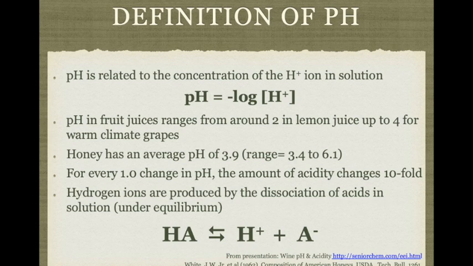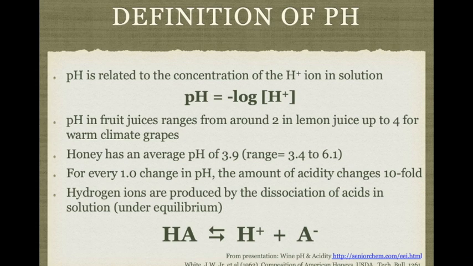pH basically is a measurement that's related to the concentration of the free hydrogen ions in the solution. By definition, it's the negative log of the free hydrogen ions. The pH in fruit juice can range from being as low as a pH of 2 in lemon juice up to 4 for warm climate grapes that tend to have lower acidity. Honey has an average pH of around 3.9, but again the range is rather large, between 3.4 and 6.1.